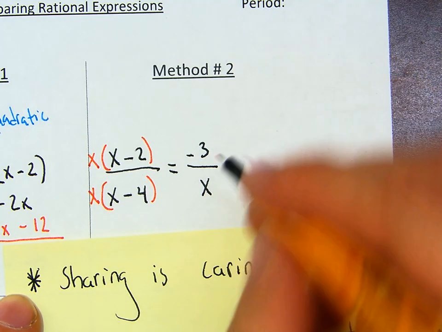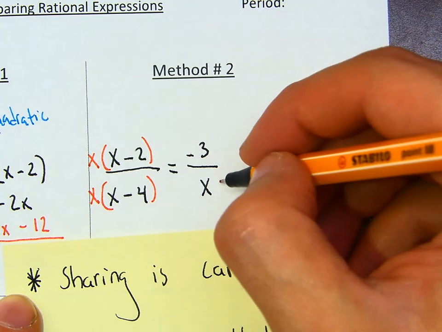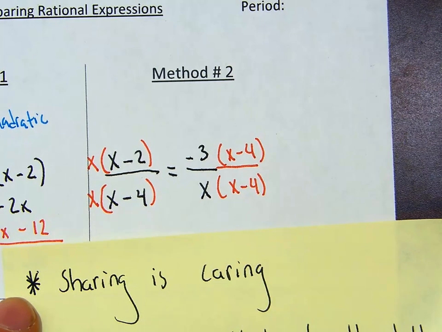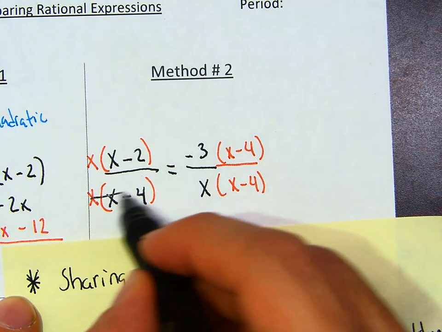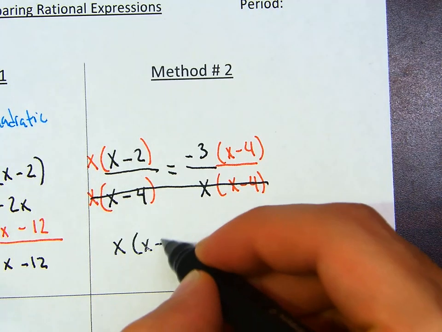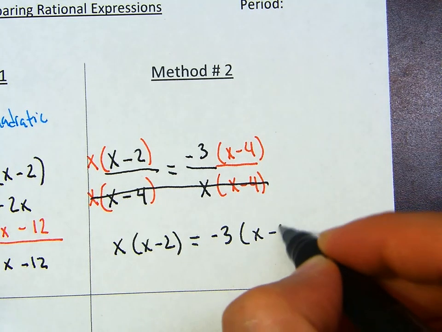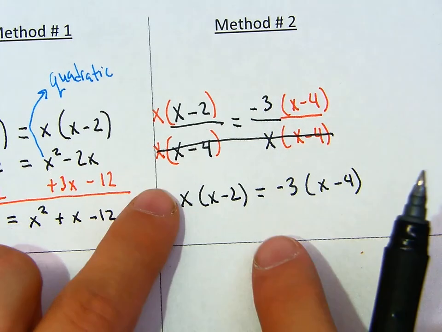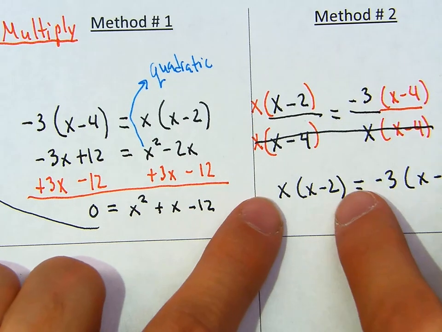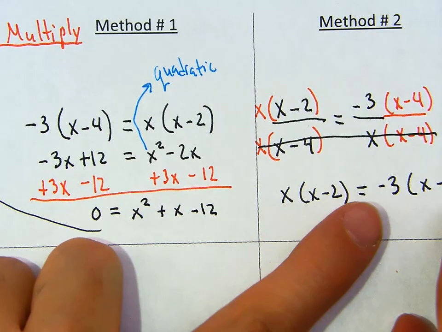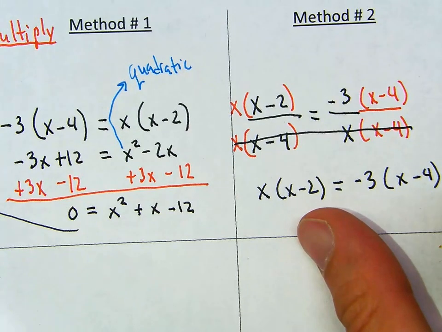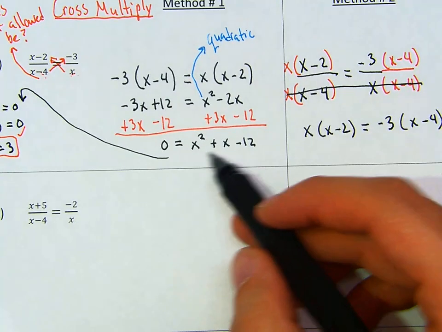This has an x. What does it need? It needs an x minus 4. So I multiply the bottom by x minus 4. X minus 4, right? And now, because the denominators are the same, we cancel them out. And then here, we just have x times x minus 2 equals negative 3 times x minus 4. And notice that using this technique, it's the same thing from what we did in method 1. Notice that this is over here and that this is over here. So when you solve this, you're going to get the same solution as this. Like it'll come out to this over here.